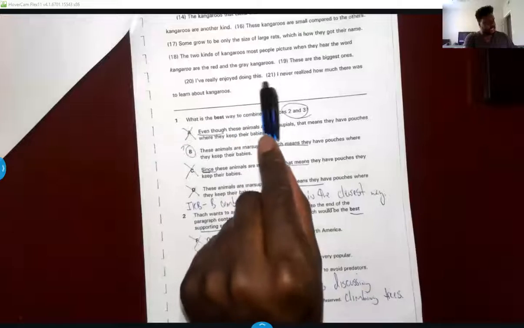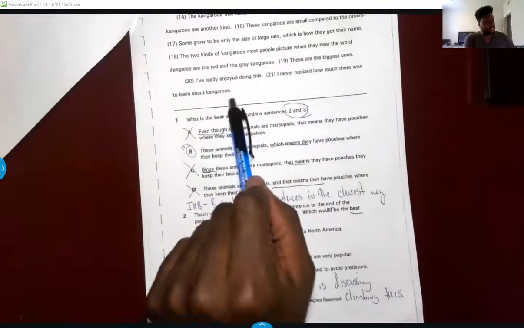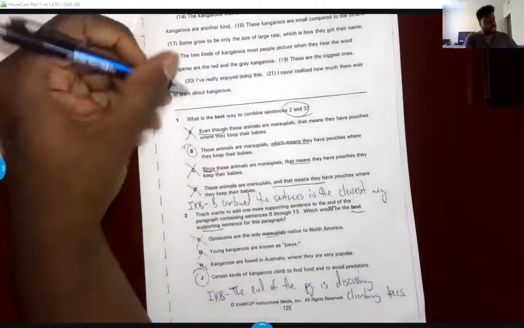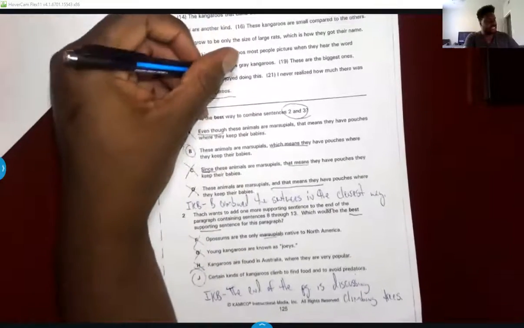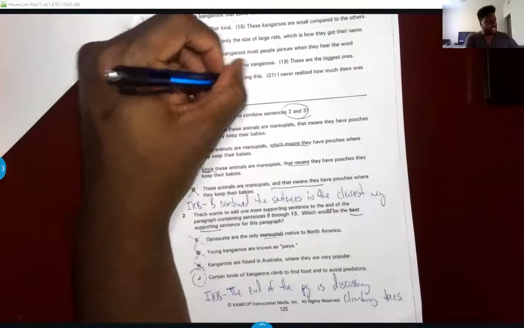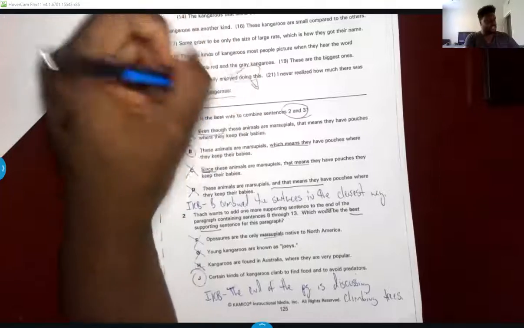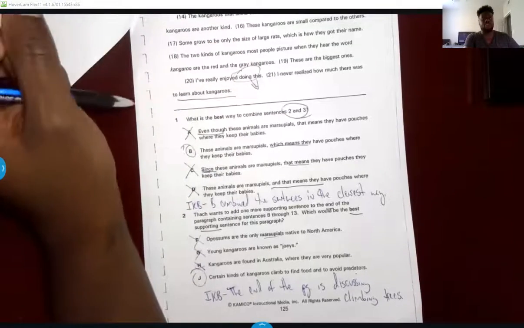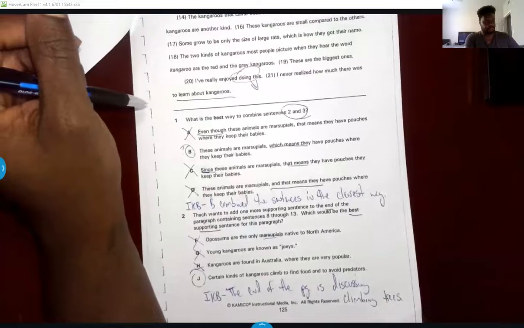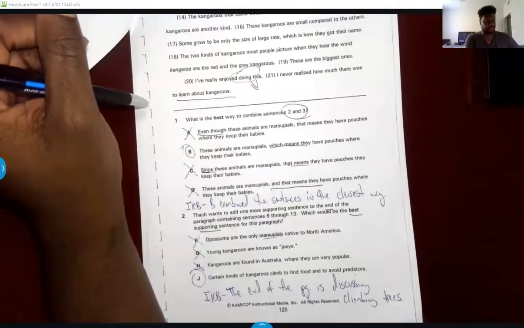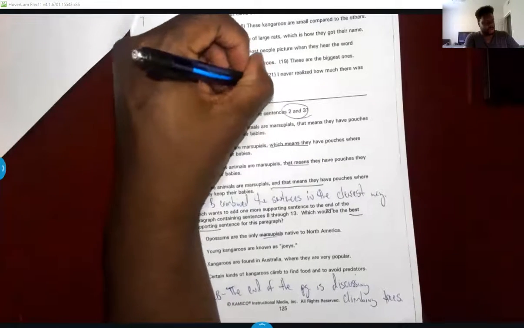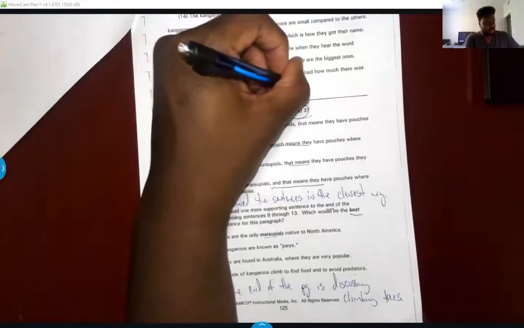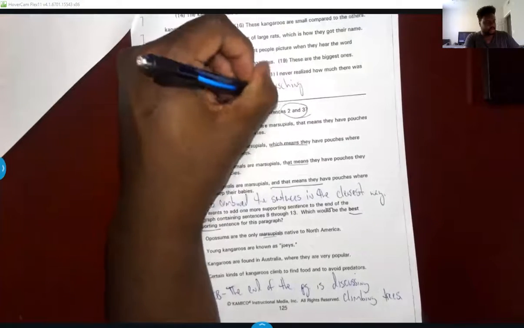I really enjoyed doing this. I never realized how much there was to learn about kangaroos. So I enjoyed doing this. I think he means doing this is what? What do you think he's talking about in doing this? I never realized how much there was to learn about kangaroos. What is he talking about? So I think he's talking about researching kangaroos.